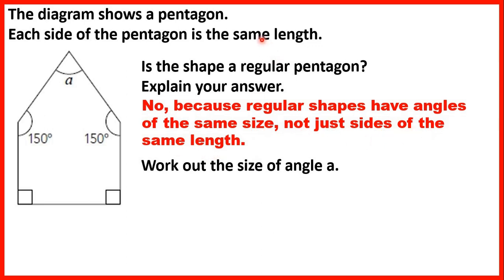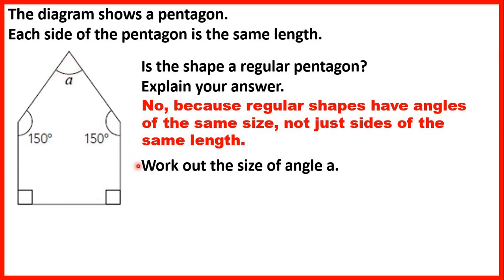So although the sides are the same length, we can see that the angles are not the same. We have two angles of 150 degrees, two right angles, so that's angles of 90 degrees, and then we have angle A, which looks like an acute angle, so less than 90.